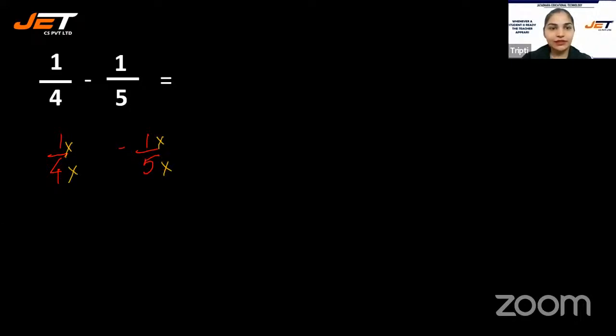Here, multiplying the denominator of the second fraction with the first fraction, and the denominator of the first fraction with the second fraction. So here it is 5 by 20 minus 4 by 20. Easy peasy. That's 1 by 20.